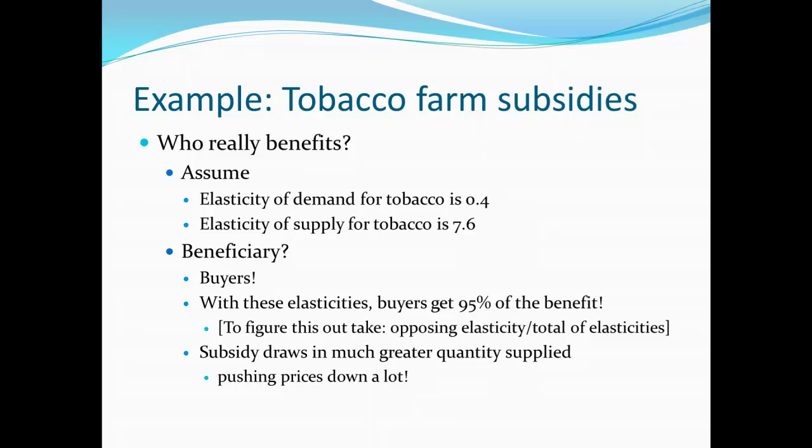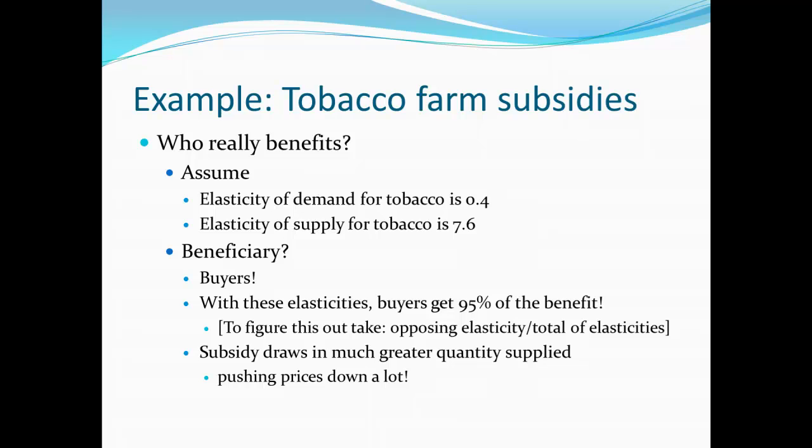So in this case, I took 7.6 divided by 8, and you end up with roughly 95%. Right? So that tells you how much of the benefit a particular side gets. So 95% of the benefit goes to the buyers of tobacco products. Only 5% of the benefit goes to the tobacco farmers or the suppliers of tobacco products.